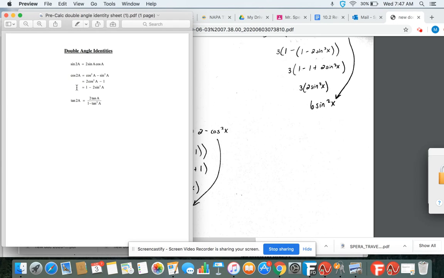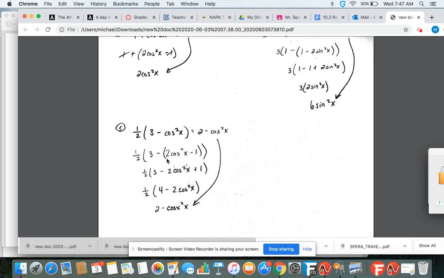I looked at the identities, used one of them, put that into the problem, distributed the negative, grouped like terms, 3 and 1. That's where I got the 4. 4 minus 2 cosine squared x. I now distributed the 1/2 in. 1/2 times 4 is 2. 1/2 times the negative 2 is -1. And there it is. We've now verified it.